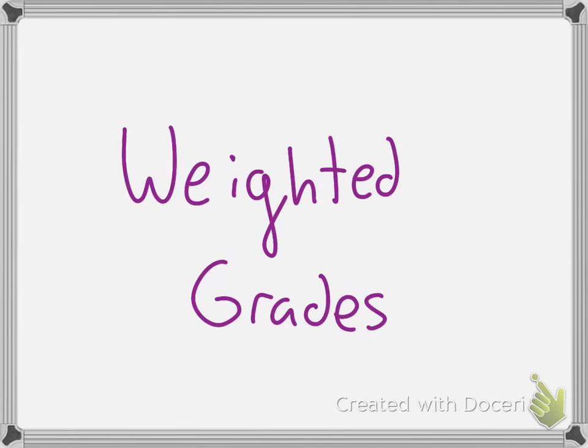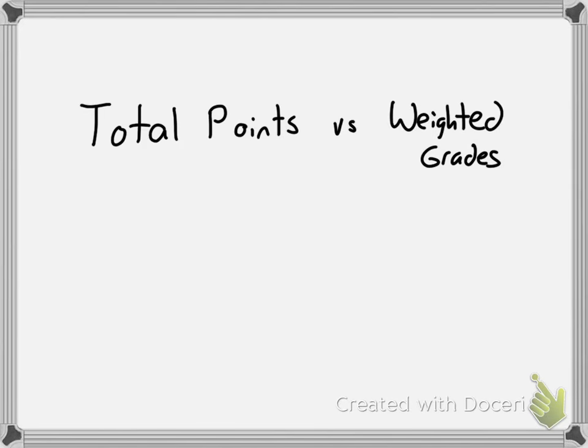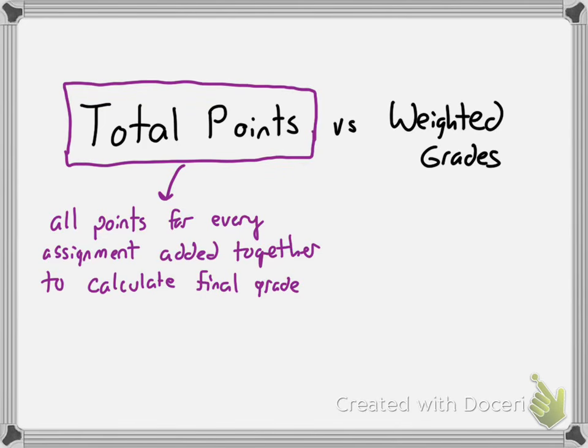So now let's talk about weighted grades. Most classes that you take in high school will probably go off of either total points or weighted grades, so it's important that you understand how both of those work. Total points is pretty easy to calculate. That means that all point assignments count the same, so all of your points are just added together to make your final grade.